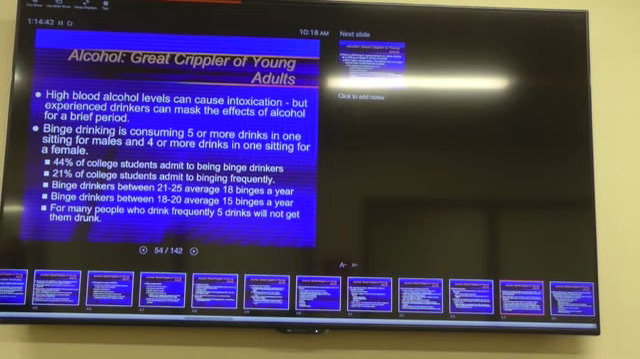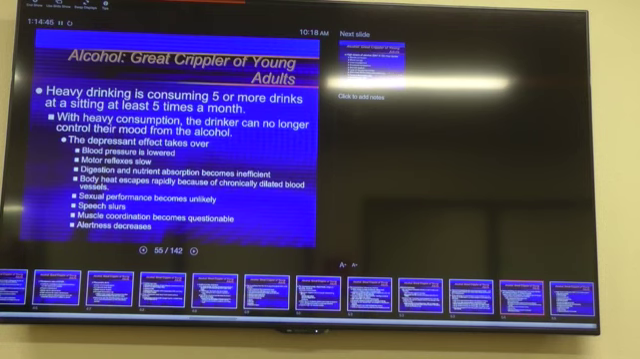For many people who drink frequently, 5 drinks will not get them drunk. Heavy drinking is consuming 5 or more drinks at a sitting at least 5 times a month. With heavy consumption, the drinkers can no longer control their mood from the alcohol. The depressant effects take over, blood pressure is lowered, motor reflexes slow, digestion and nutrient absorption becomes inefficient, body heat escapes rapidly because of chronically dilated blood vessels, sexual performance becomes unlikely because you're pretty much passed out. So the probability if you're a male of having an erection is fairly remote.